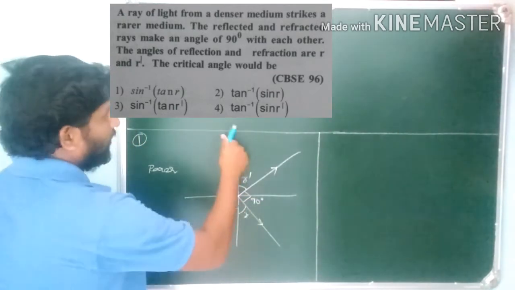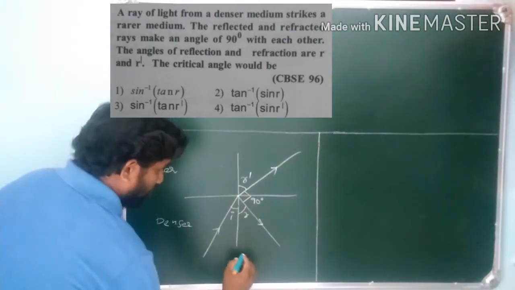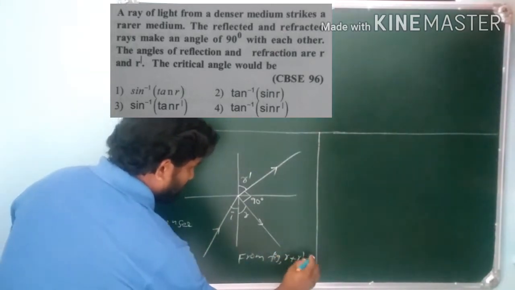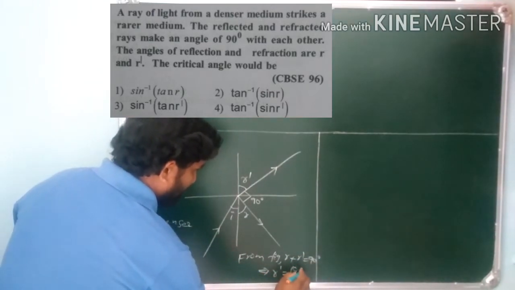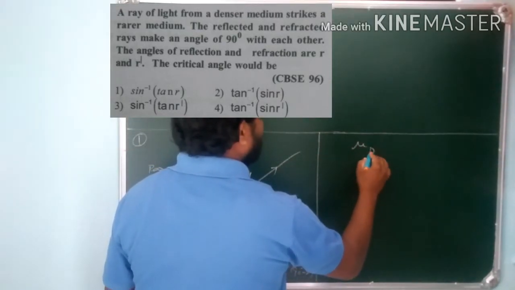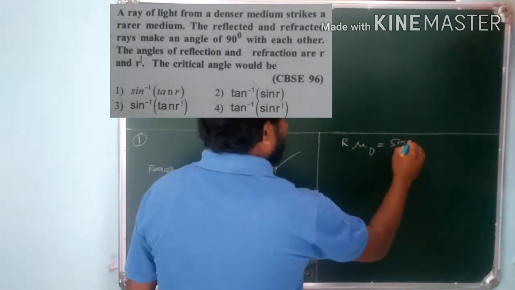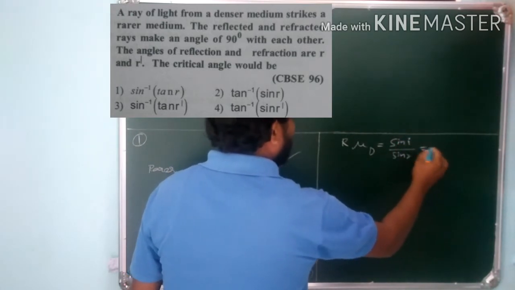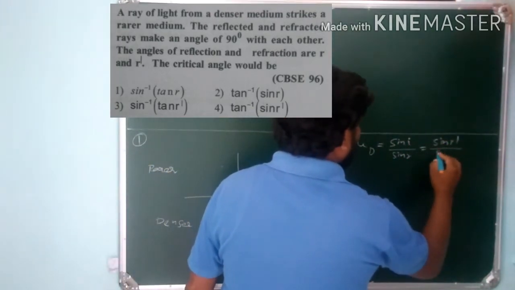Okay, then find the critical angle. Now here we know the formula. Before that, from the figure, R plus R dash is equal to how much here? It is 90 degrees. From that, R dash equals how much? 90 minus R. And we know that the refractive index mu of denser medium with respect to rarer medium is equal to sin I by sin R. Here, in the original formula, the refraction angle is sin R dash by sin R.